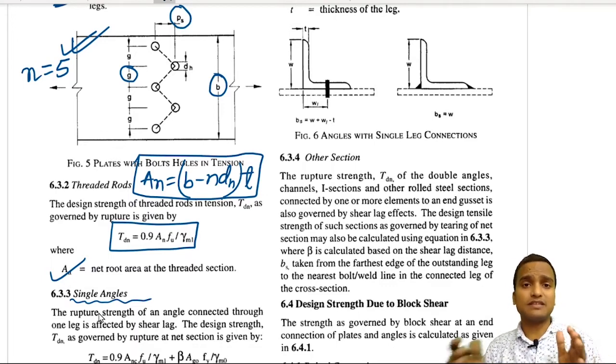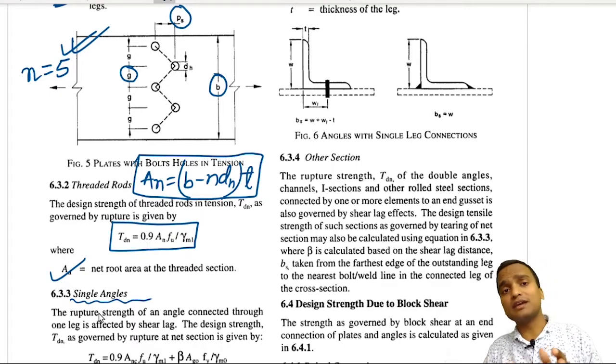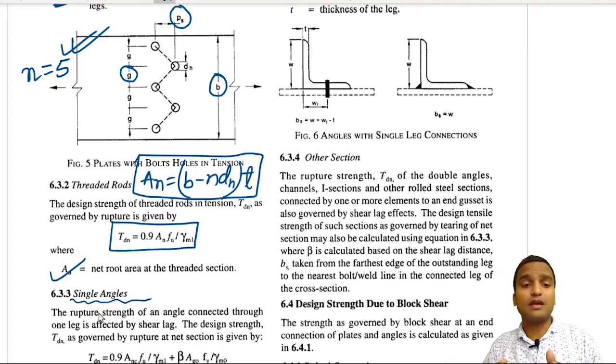So there can be single angle and there can be double angle. In case of single angle, one leg is attached, and in double angle there are chances that two legs are attached. We have discussed how we analyze the double angles in which the two legs are attached. We simply turn the angle like a flat plate and do all the analysis.